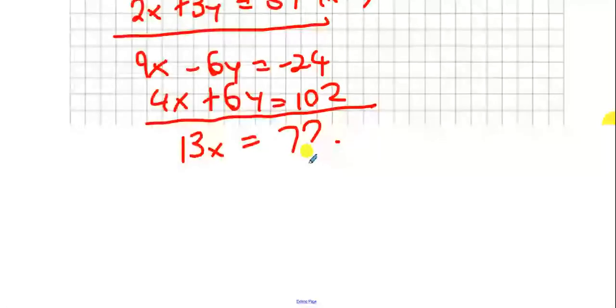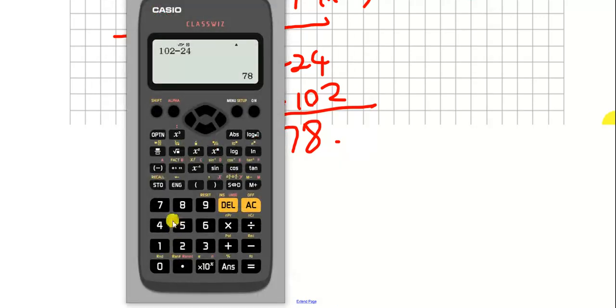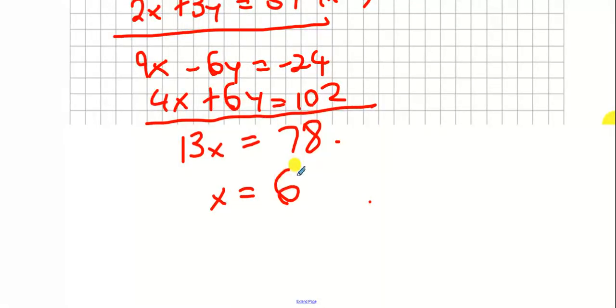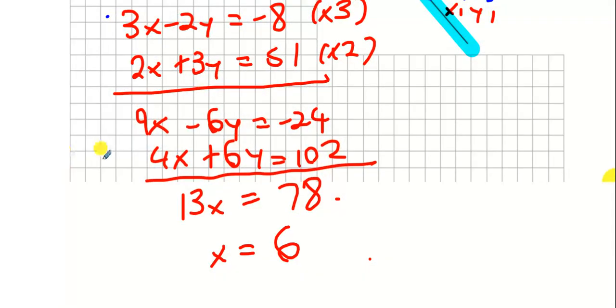We're going to divide 78 by 13, and lo and behold, we get an x value of 6. We're going to grab one of the original equations. I'll grab this one here, the second one.